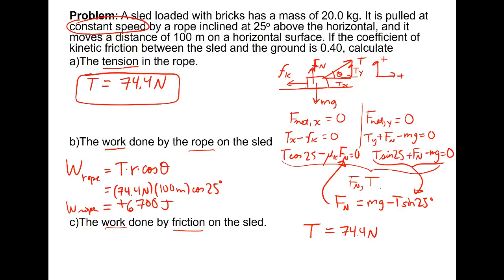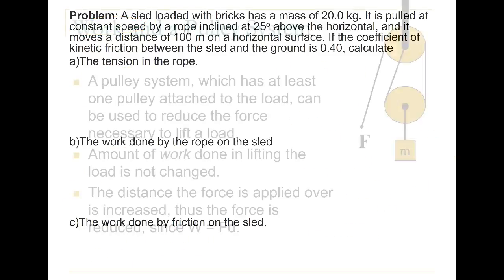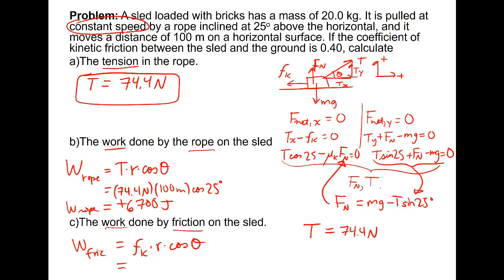And here's a cool thing. The work done by friction is going to be equal to the force times the distance times the cosine of the angle between them. And, whoops, let's go back. The force of friction you can actually find from up here. The force of friction is equal to Tx. So you take T and you multiply that by the cosine of 25, and that's going to give you Tx, which is the same as Fk. R is going to be 100 meters.